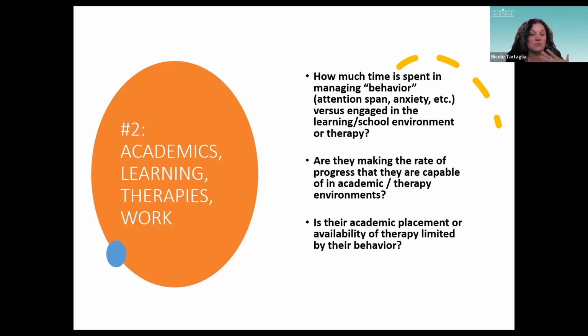Thinking about, are they making the rate of progress that they're capable of in these academic or therapy environments, right? We know they have the potential to be here, but because of attention difficulties, they're here. Or because of anxiety and not going to school, they're here. Or because of anxiety and not going to work, they're here, right? And so there's a lot of considerations of, are you achieving as much as you can in a reasonable way, right? And then, is the placement or the availability of a placement limited by their behavior?